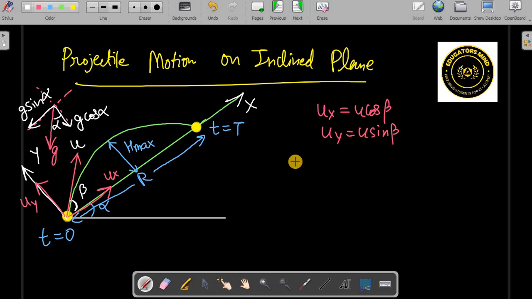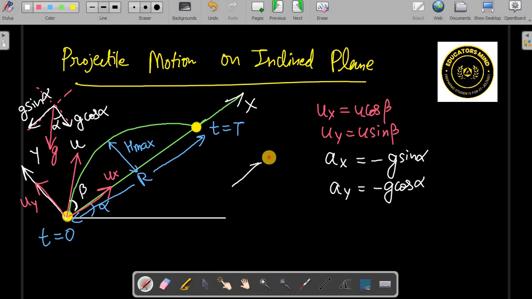Okay, so we are going to take acceleration components along the x-axis. The acceleration component along the x-axis is minus g sin alpha, and the acceleration component along the y-axis is minus g cos alpha. Here this direction is taken as positive and the opposite direction is taken as negative. Perpendicular outward is positive and perpendicular downward is negative. Based on this we have defined the x-axis and y-axis, and we are taking it like that.